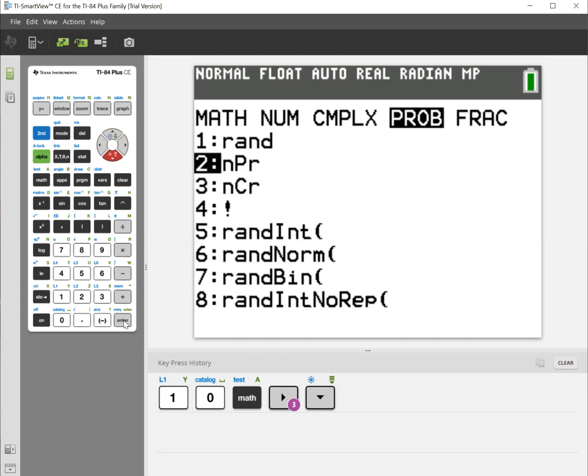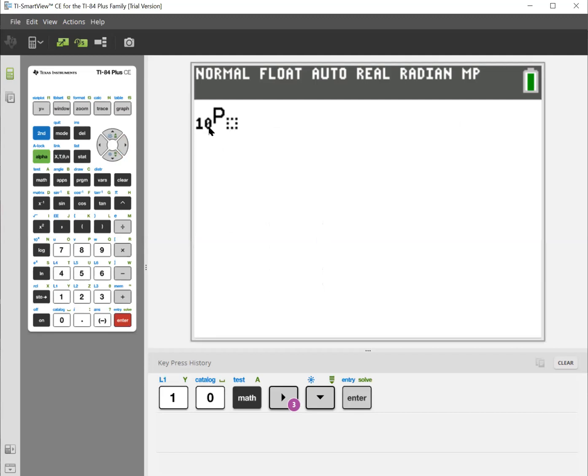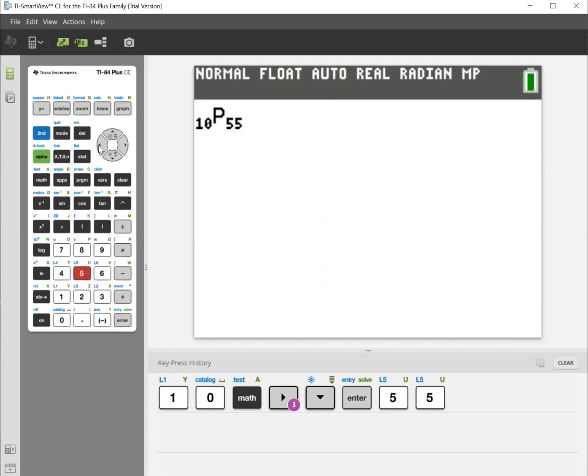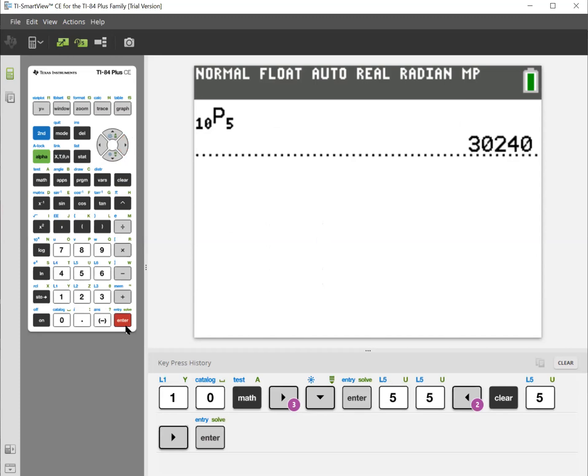So then hit enter. You should have a subscript of 10, and then P, and then we're choosing 5, not 55, 5. All right, so we're choosing 5, and then hit enter. And we should get the same answer that we did before, which is 30,240. So you can use your calculators, although I would be familiar with doing permutations by hand as well. Sometimes it's easier than typing it into the calculator. So now you can try some of those on your own.